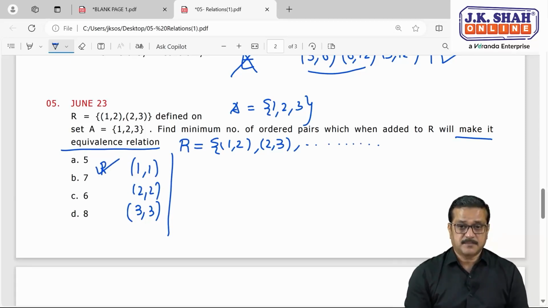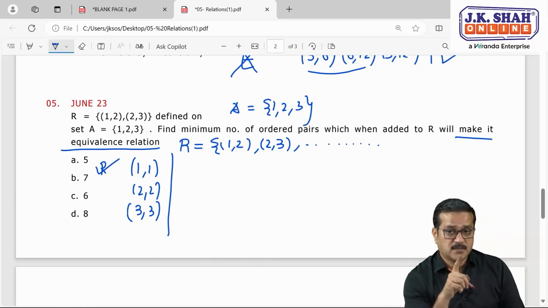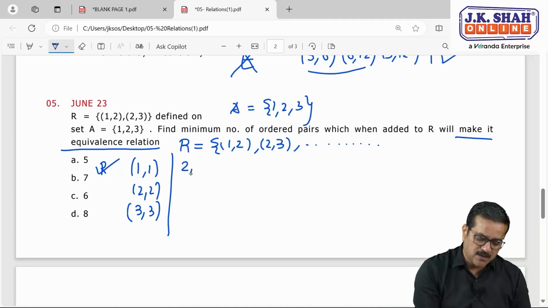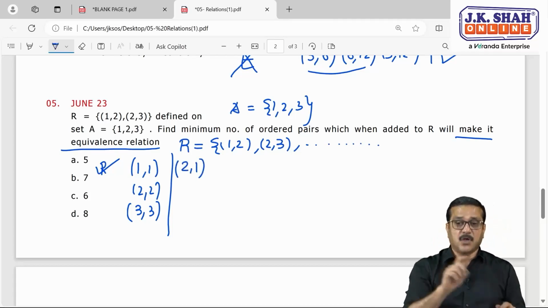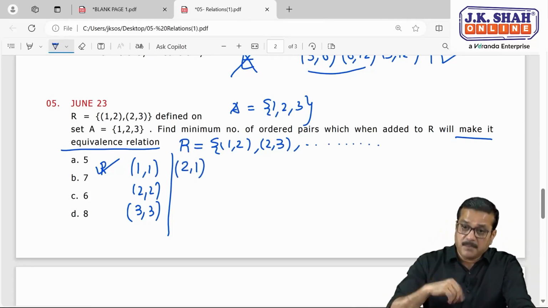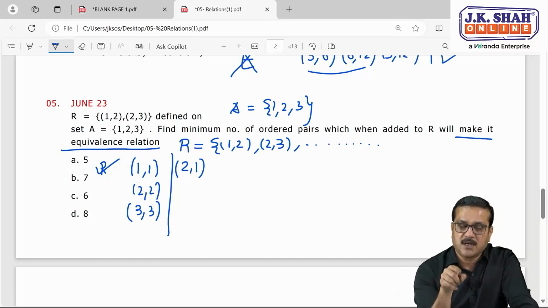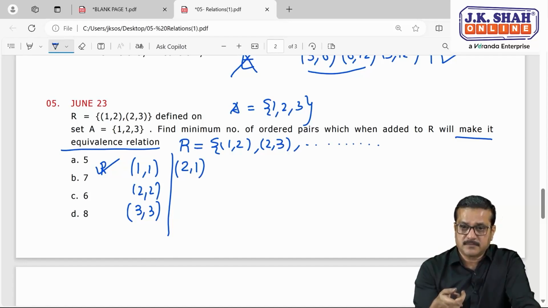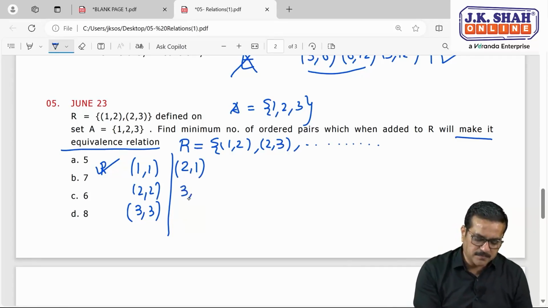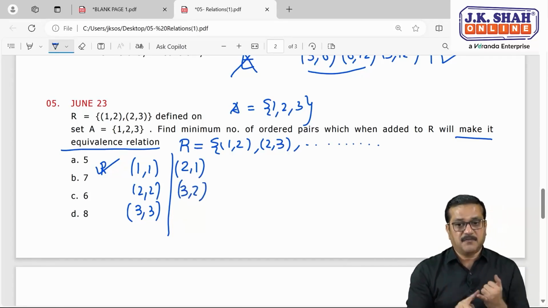Now come to symmetric. They are already giving you 2 pairs in this. 1,2, so then 2,1 should be there. No, sir, you're not getting the theme of the question. We have to add ordered pairs to make it equivalence. They gave 1,2, so now we need to put in 2,1. They gave 2,3, so we need to put in 3,2. If I do that, up to here it is reflexive and symmetric.